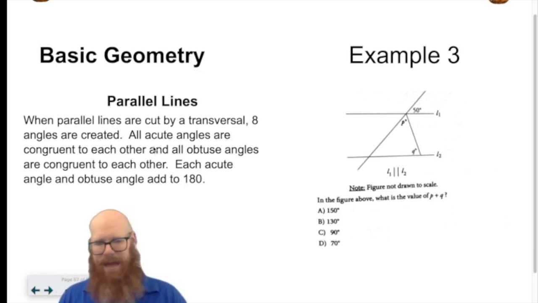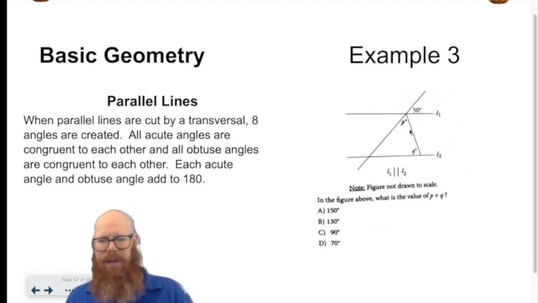Each acute angle is going to be congruent to each other, each obtuse angle is congruent to each other, and every obtuse and acute angle are going to add up to 180. If you can know that, then you don't necessarily need to know all the vocab. If you know the vocab, that's wonderful. But the SAT is not going to ask you questions about the vocab. You're just going to have to know what the angles are.